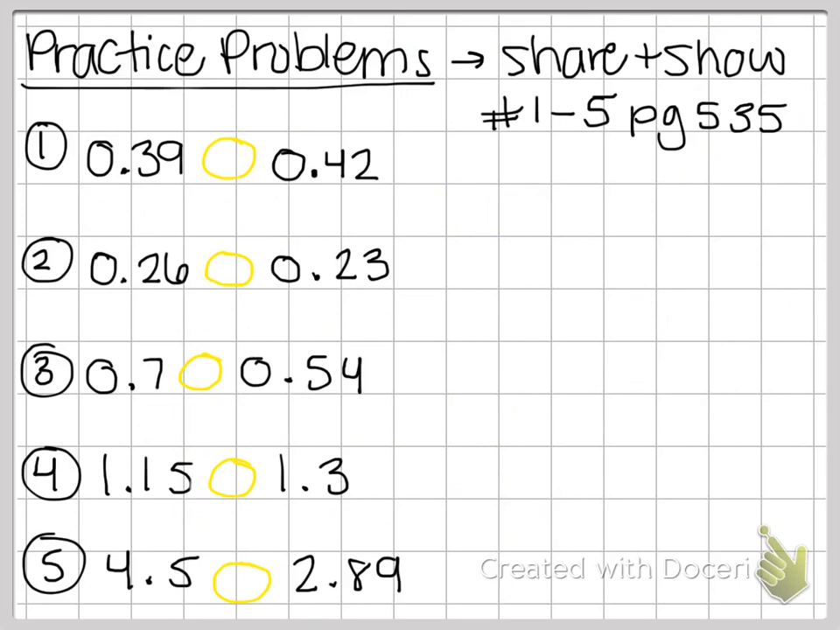Here are your 5 practice problems. They are the problems on Share and Show in your math book, and you can complete them there. They're on page 535, numbers 1 through 5. If you did not bring your math book home with you, I've written them here for you. You are just simply saying which decimals are greater than, less than, or if they're equal to each other. All right, enjoy the rest of your day.